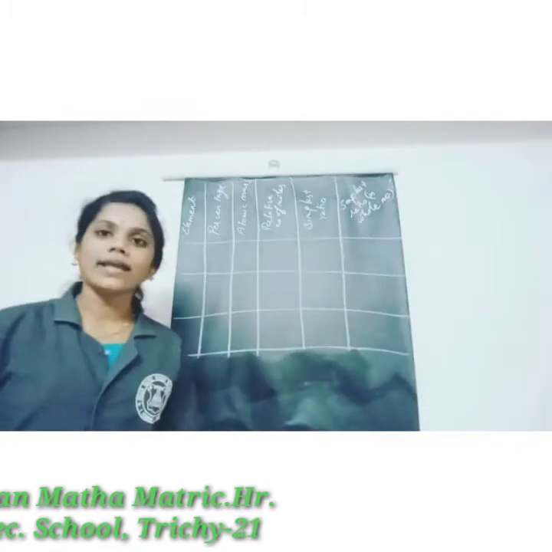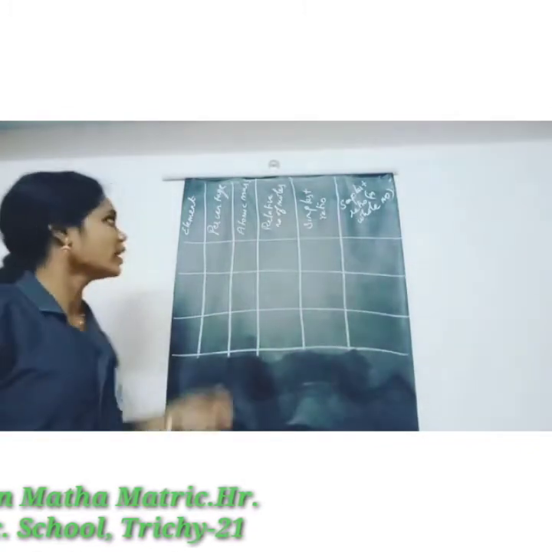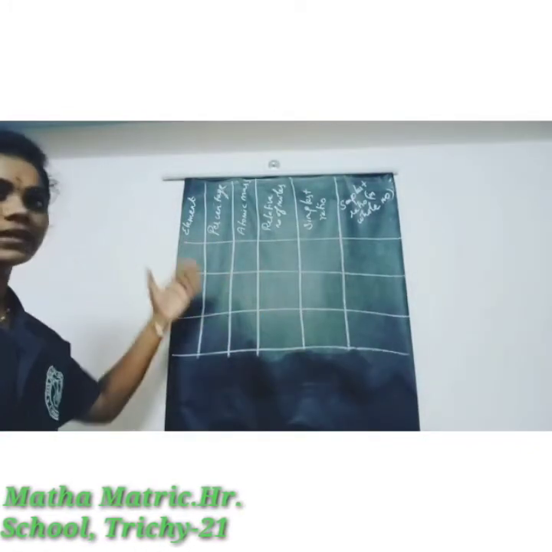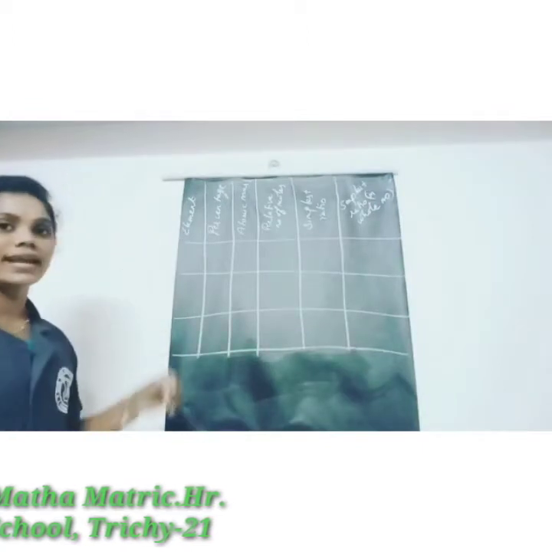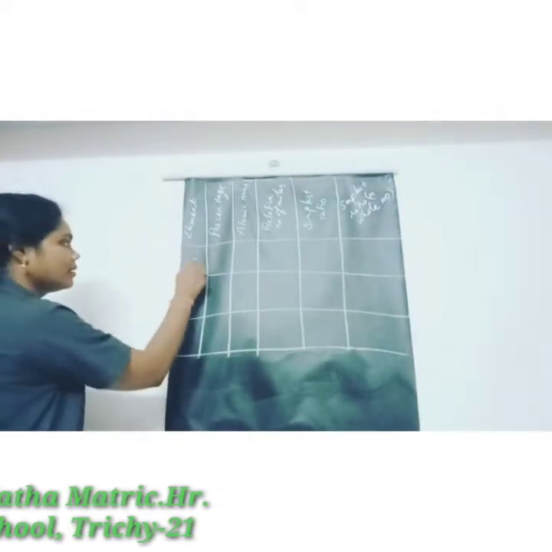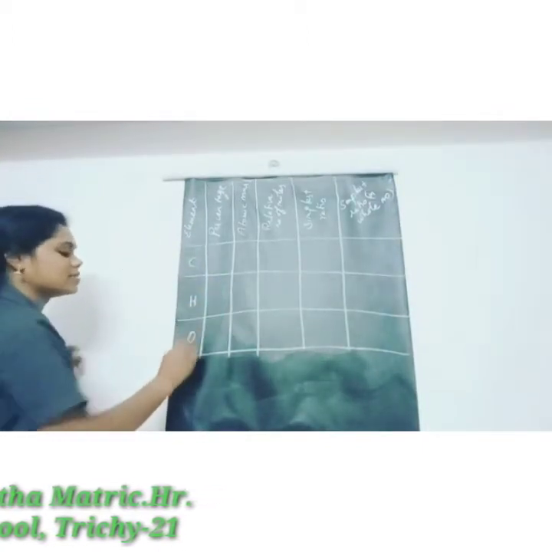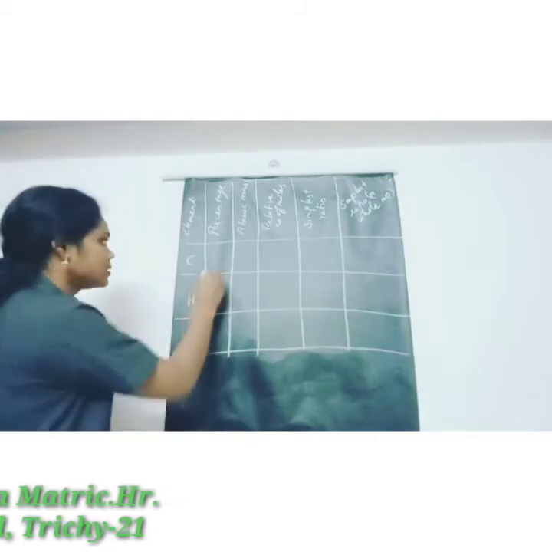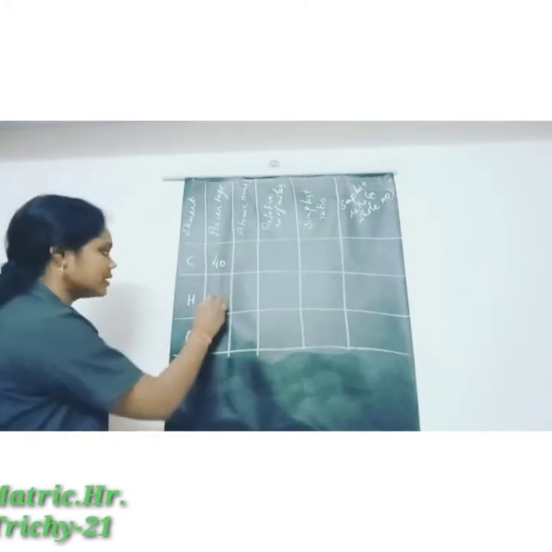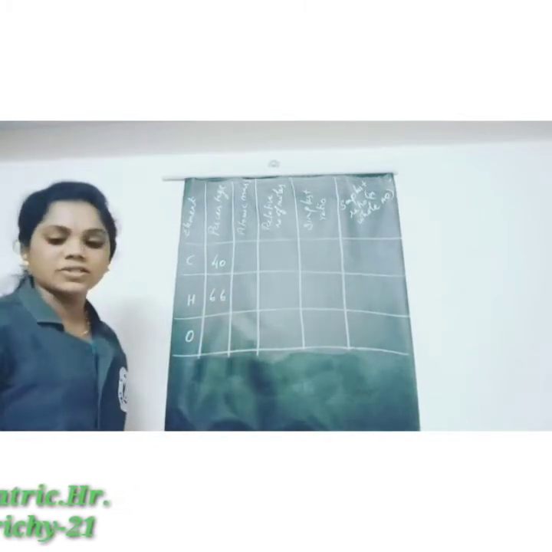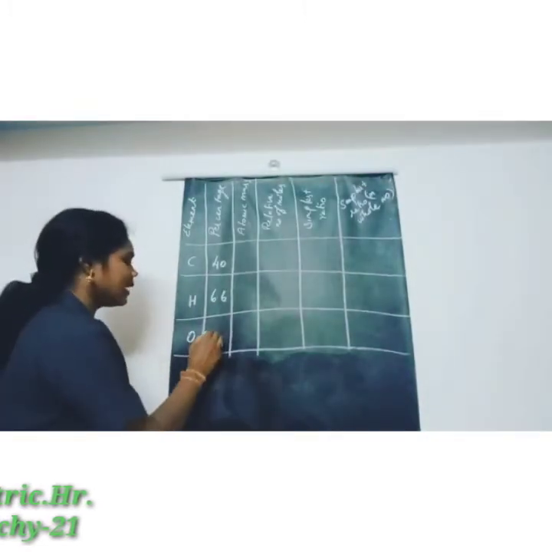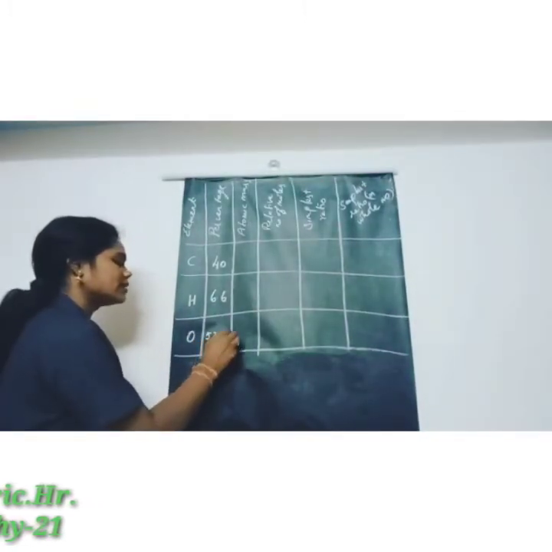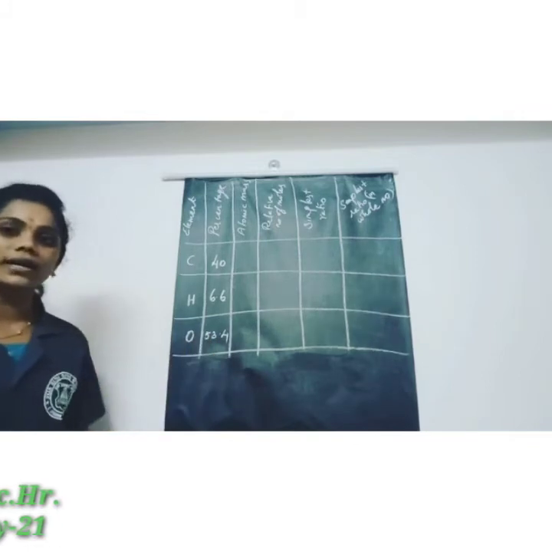We want the empirical formula, so first we complete this table. From the given data, what elements are given? Carbon, hydrogen and oxygen. What is the percentage of carbon? That is 40%. Hydrogen percentage is 6.6 and oxygen percentage is 53.4. That is given in your question.